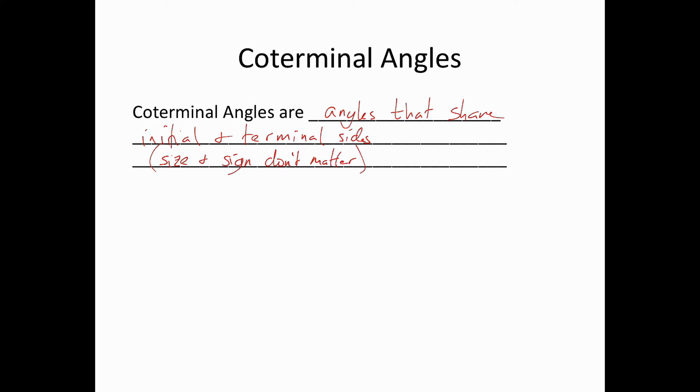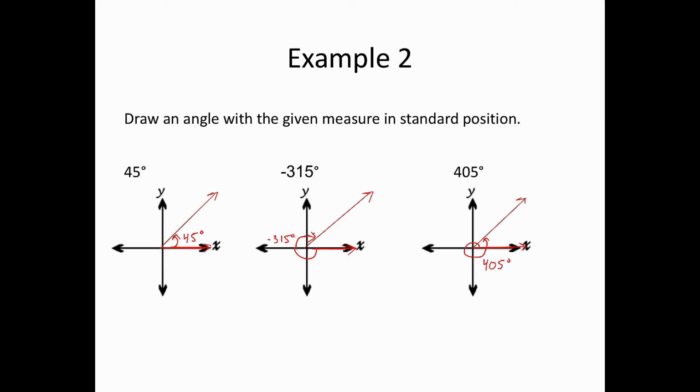So going back to the previous one, if you need a few seconds to jot this definition down, feel free to pause it. I'm going to talk about the previous example a second. These three angles, 45 degrees, 315 degrees, 405 degrees, have the exact same initial and terminal sides. But they have different sizes, they have different signs. Like 45 clearly the smallest, 405 clearly the largest.